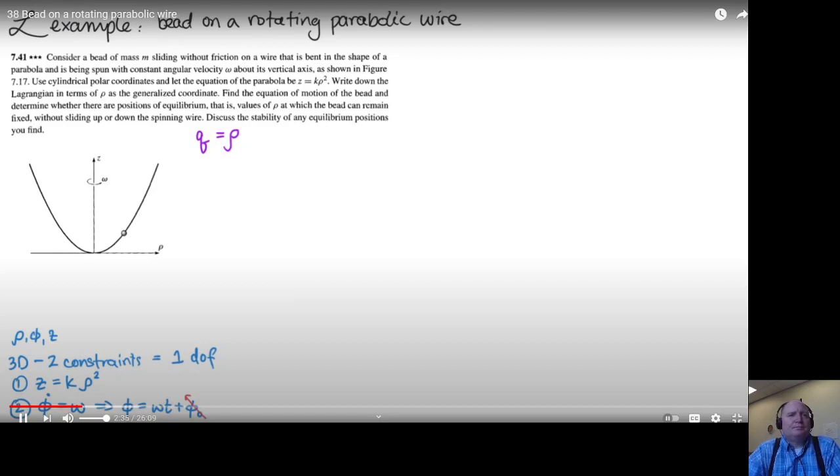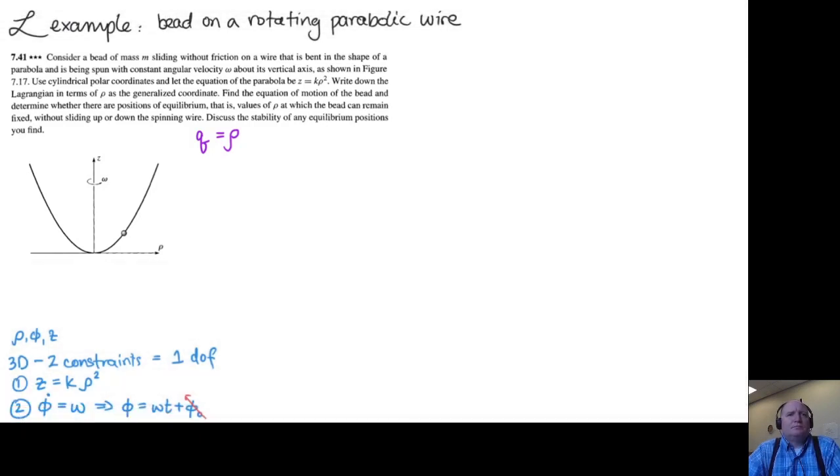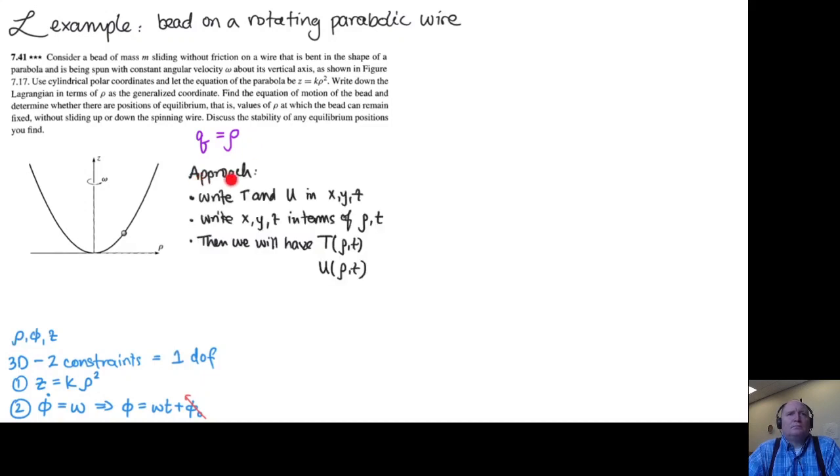So the key idea here is that this angle phi in cylindrical polar coordinates is not a free parameter. The particle is forced to move such that phi dot is this constant omega, which is a given in the problem. So we started with, in general, 3D motion for one particle, we've applied two constraints, we end up with one degree of freedom, and we are asked to use rho, the cylindrical coordinate rho, for that generalized coordinate. Okay.